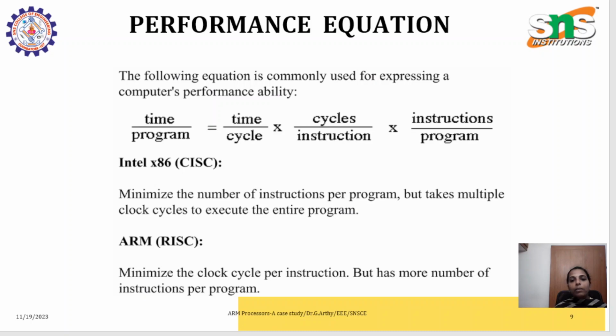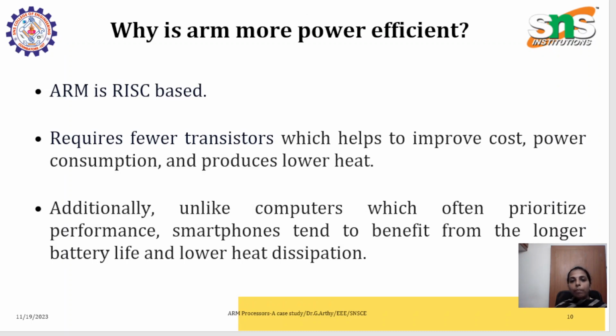Now, this is the performance equation, which compares CISC and RISC computing and how the clock cycles per instruction are utilized. More instructions can be executed in the case of ARM, but it takes multiple clock cycles to execute the entire program in the case of Intel, since it follows CISC architecture.